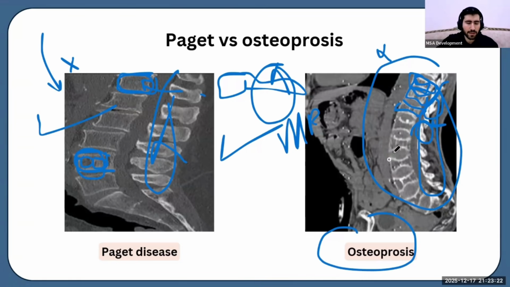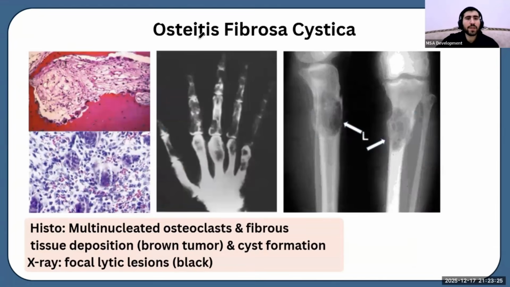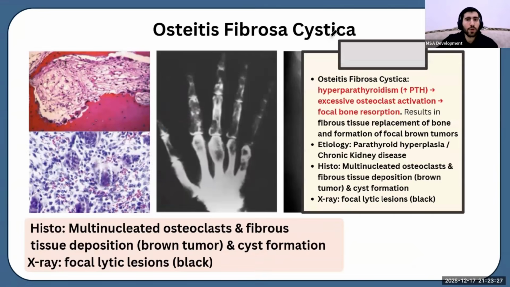Okay, that's osteoporosis. Now we have a disease called osteitis fibrosa cystica. So normally, when you have very high parathyroid hormone, it will activate osteoclasts that cause bone resorption. However, if you have a disease that causes a very, very high parathyroid hormone, such as chronic kidney disease or parathyroid hyperplasia or vitamin D deficiency, this will cause the osteoclasts to be very active and cause focal bone resorption. Focus on this focal bone resorption. In osteoporosis, the whole bone will be destroyed and have low density.